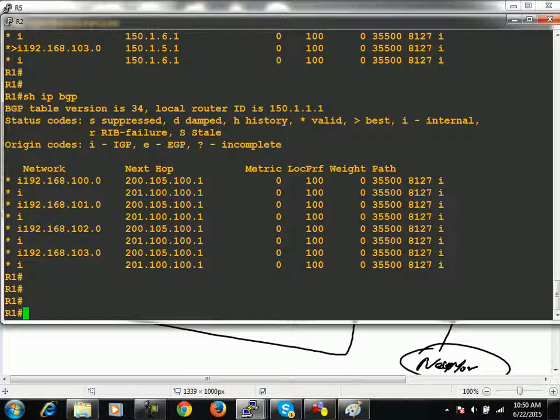I'll let you know later on in which conditions your prefixes will not be valid prefixes. I will teach you all these things as well. But this time you can see that due to next hop reachability, no one is best.